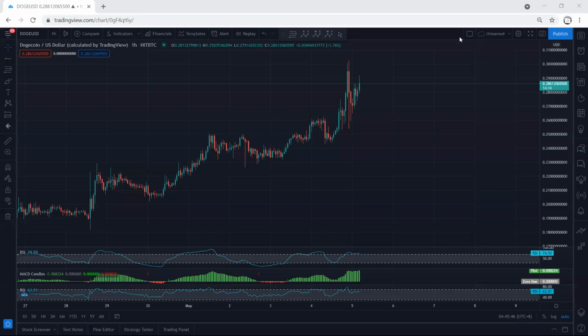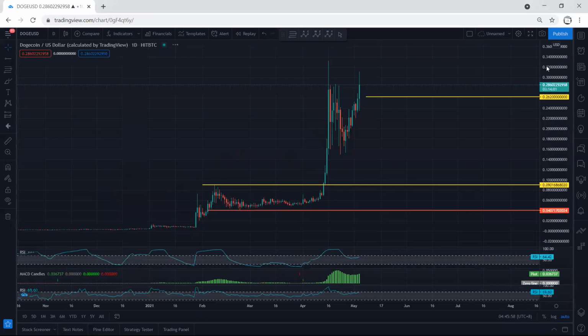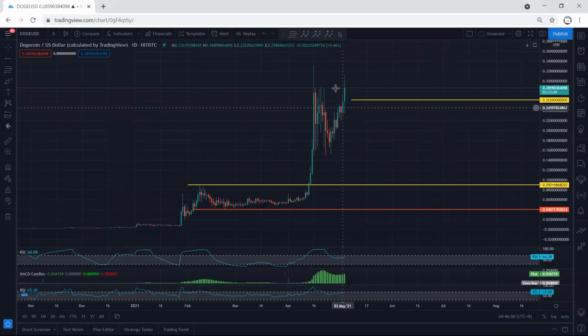We start with the 1 hour chart, just one analysis, but this one is based on HITBTC, because HITBTC and Binance have different prices. On HITBTC, the price is lower. And one thing I need to highlight here: if we move to the daily chart, as we can see, based on HITBTC, the price couldn't break the previous top, right?